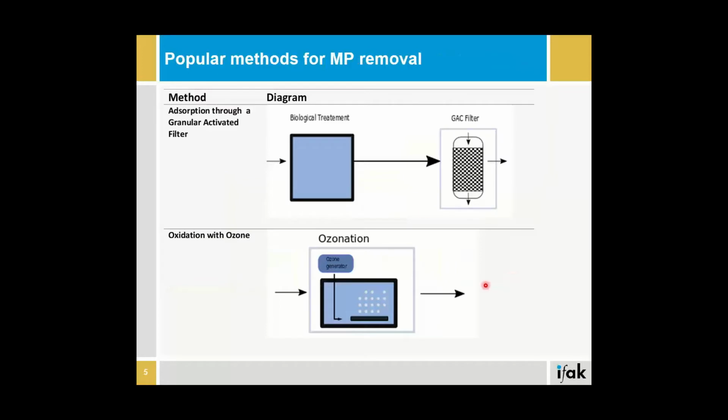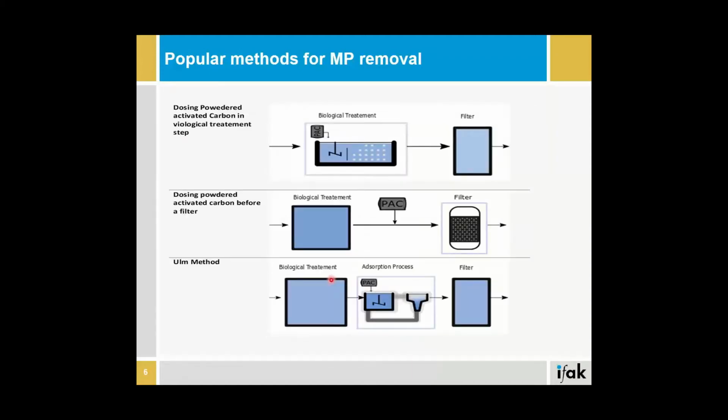So here I have small diagrams for the most popular methods for micropollutant removal. In the first one, you can see we have a granular activated carbon filter, which usually follows the biological treatment. In the second one, we have ozonation with an ozone generator. And in the third one, we have adsorption onto powder activated carbon. But what is different between these processes is basically where the powder activated carbon is dosed.